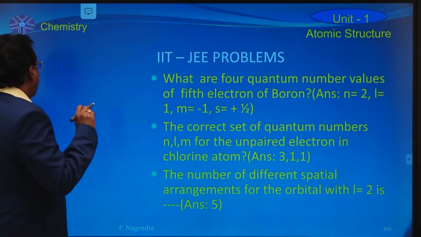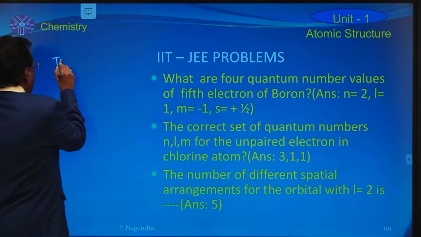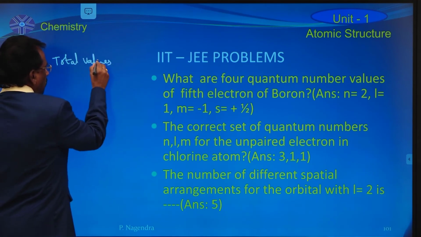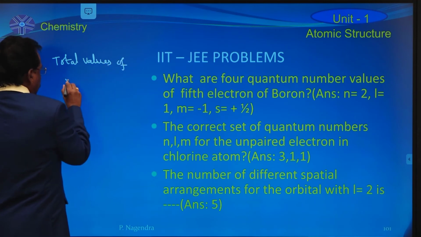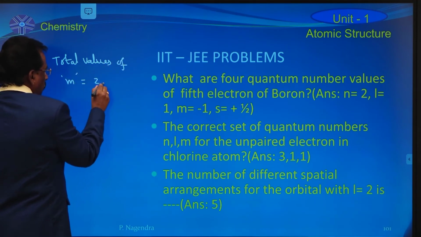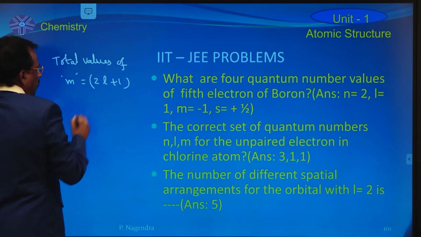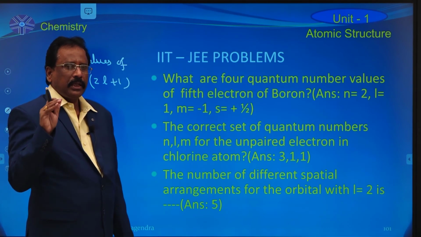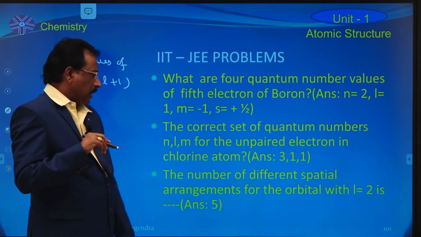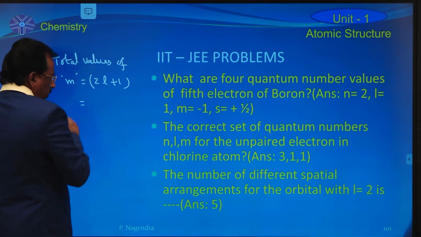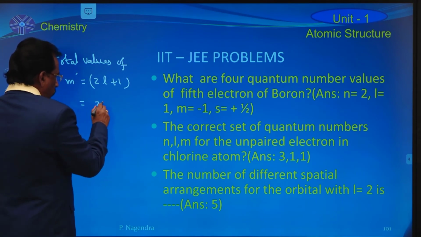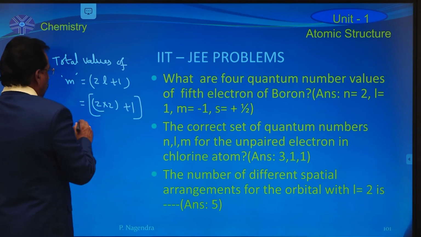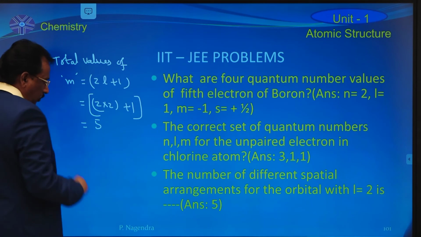According to the magnetic quantum number, the total values of m is equal to 2l plus 1. The total values of m indicate the total number of orbitals present in a subshell. Both are the same. That's why here the value of l is equal to 2. Therefore, 2 into 2 plus 1, so the total values of m is equal to 5.